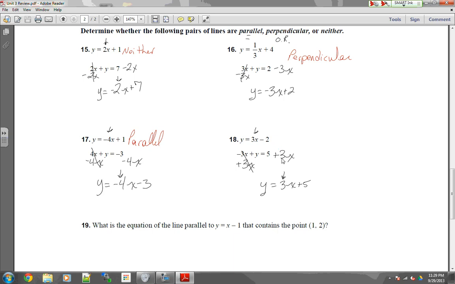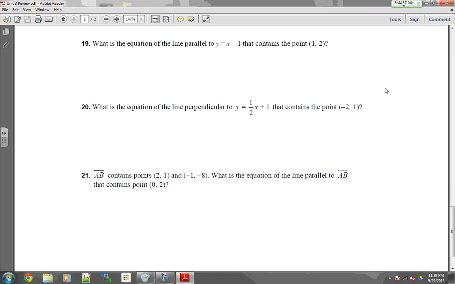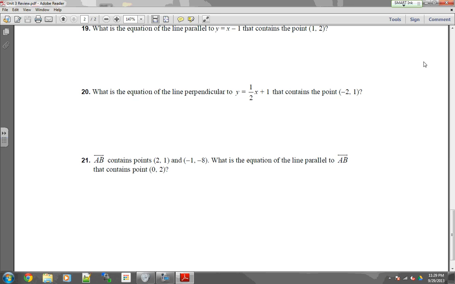What is the equation of a line parallel to y equals x minus 1 that contains the point 1, 2? Since we have a point and we know what our slope is, we're going to use point slope form, which is y minus y1 equals m times x minus x1. Our m here, since there's nothing written, means m equals 1, because that's the only variable you can leave off when you're multiplying like that. And then this is our point, so this is x1 and y1.